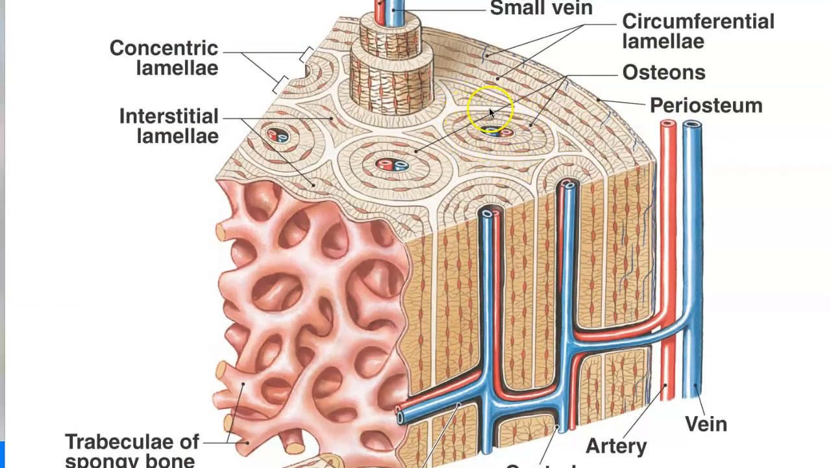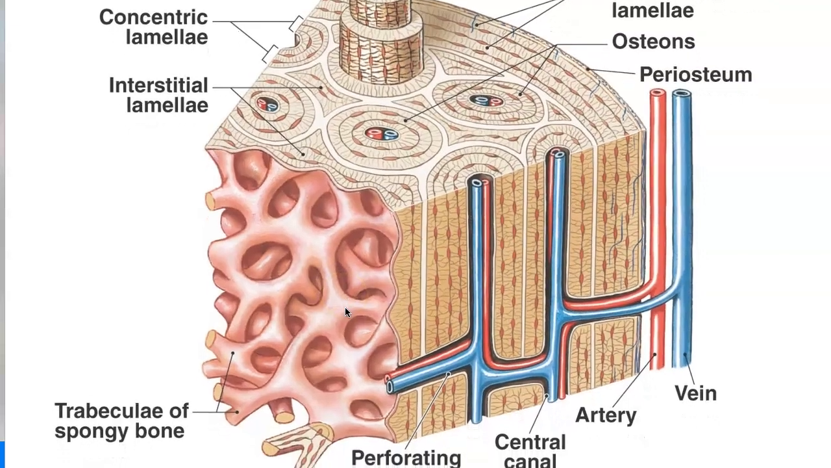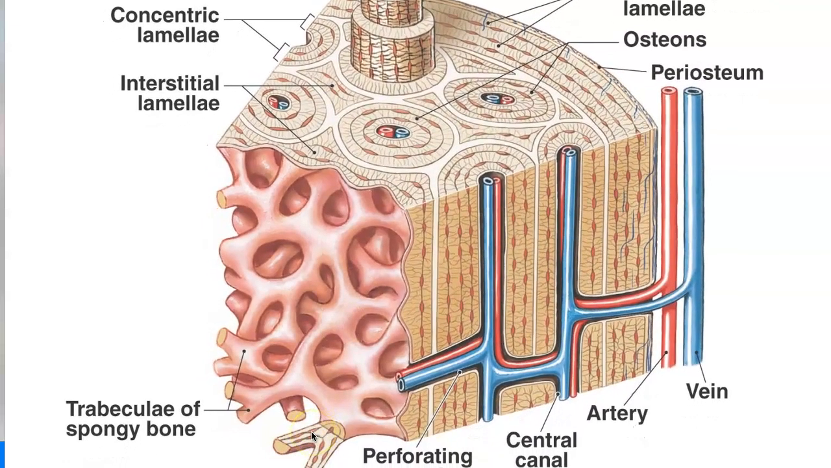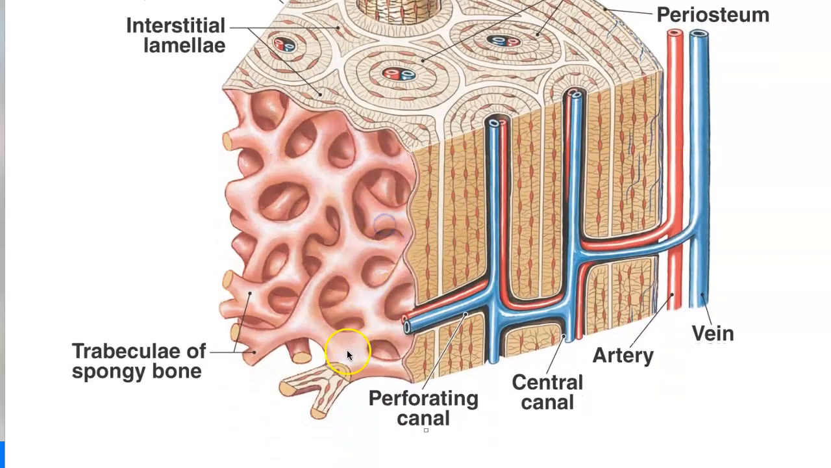Here is the osteon with the concentric lamellae. And then you have the interstitial lamellae here. This is showing you the lacunae where the osteocytes live. Here is a perforating canal, Volkmann's canal coming in, intersecting with a central canal. And this is spongy bone. Spongy bone still has osteocytes. You must remember that. Here is the lacunae with osteocytes. It's still getting blood, but in a different way.